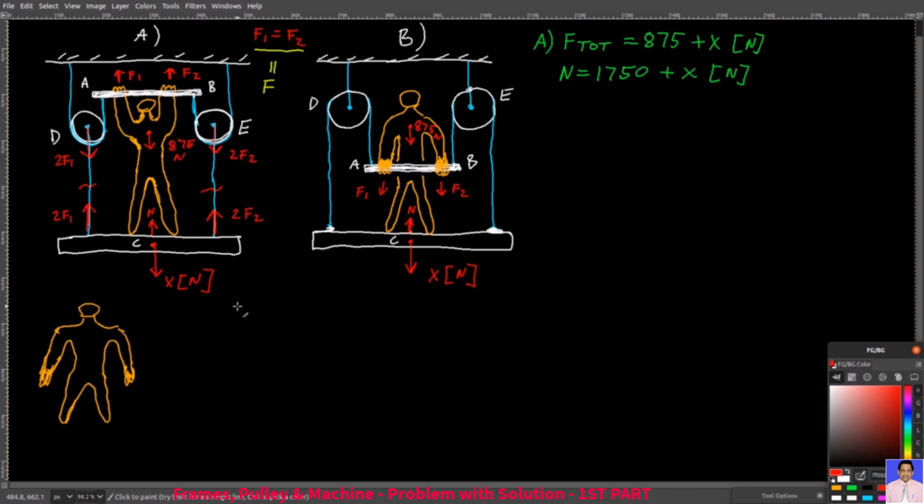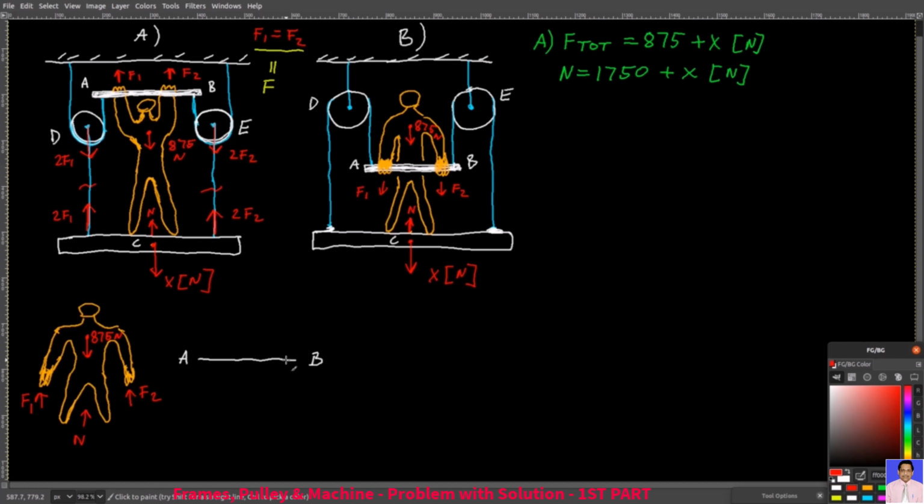You first draw a free body diagram only for the guy. The only difference now is that since the guy applies downward forces to the AB rod, the AB rod applies F1 and F2 forces to the guy upwards. But you still have the guy's weight, which is 875 newtons, and it points down. And then the platform C applies some kind of normal force to the guy upwards.